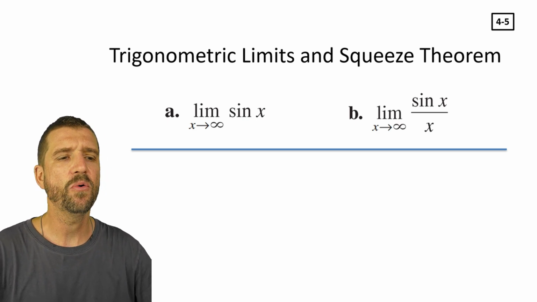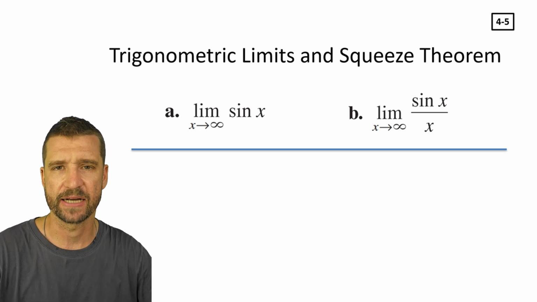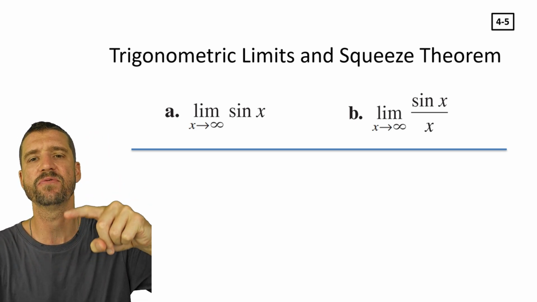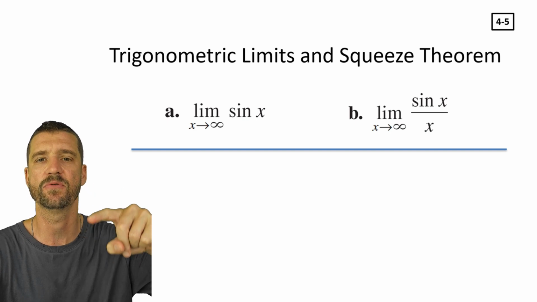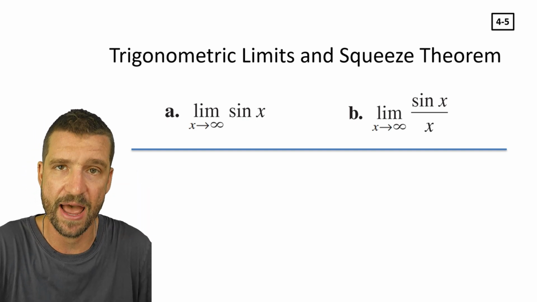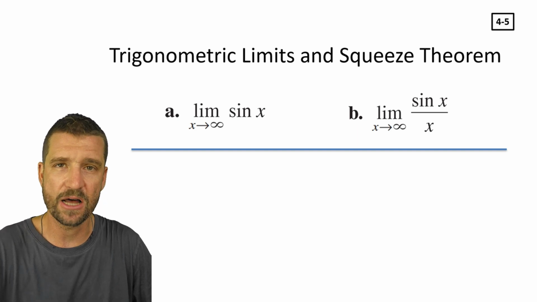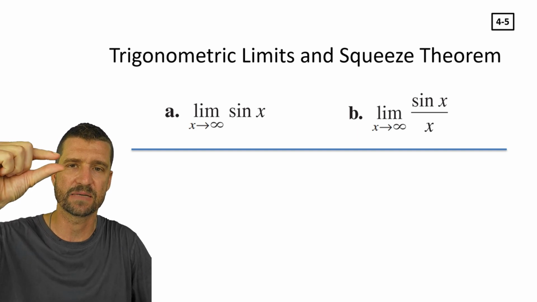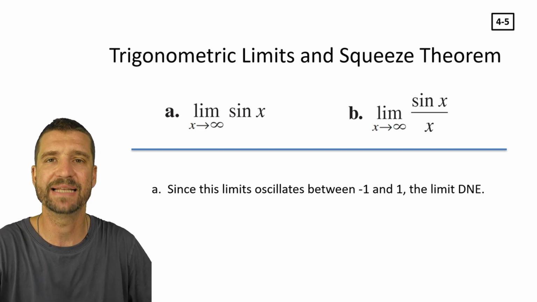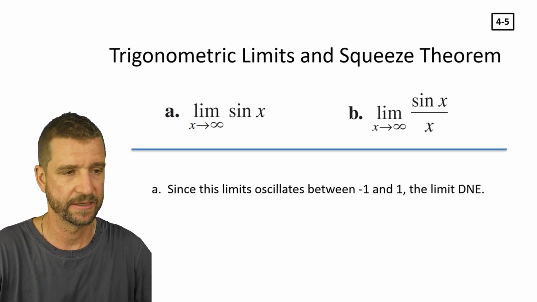So A, what happens with sine of x? Well, sine of x is always an oscillating function, right? It's going from -1 to +1 to -1 to +1 to -1 to +1. And it does it forever, okay? So because this always oscillates and it's not getting smaller, right? We say that this limit does not exist, okay?